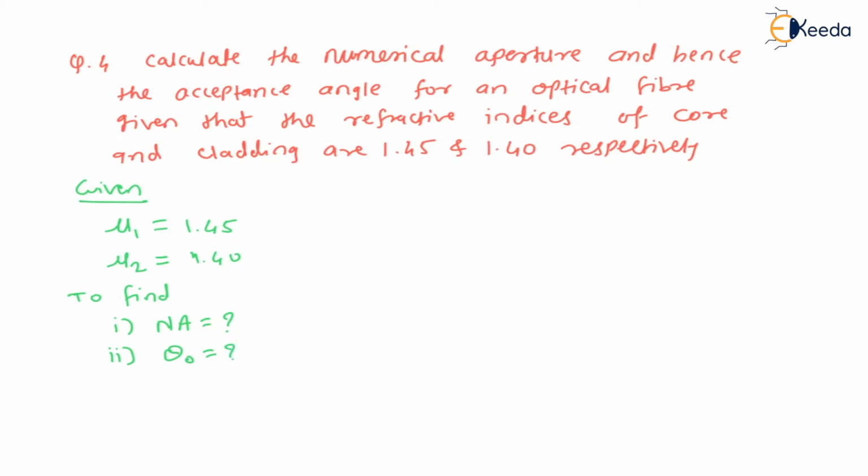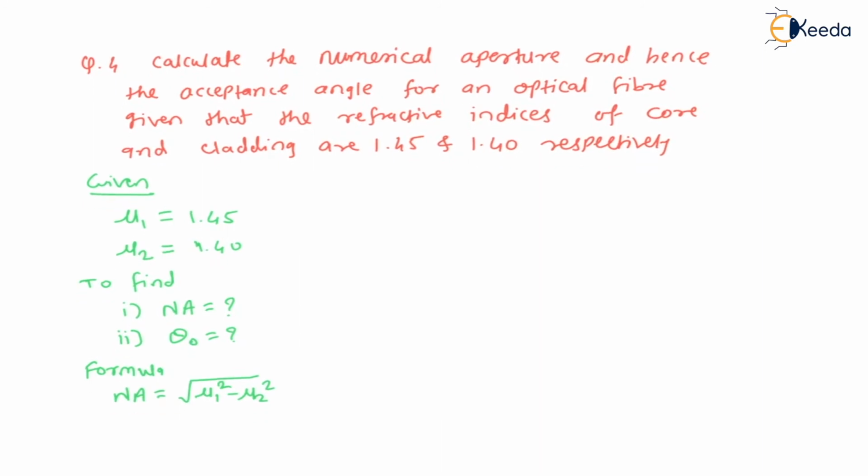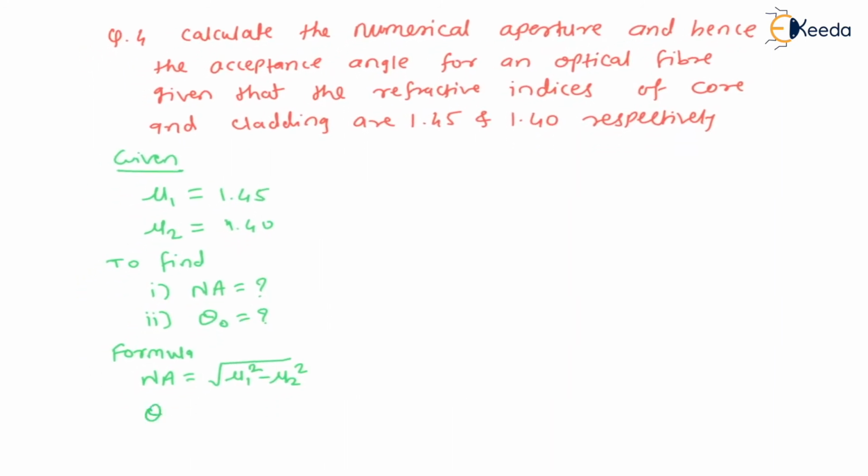Again, see, we know the formulas for both of the unknown quantities. So here, the formula for NA, what will it be? Under root of mu1 square minus mu2 square. So this is the formula for numerical aperture. And second, we know the formula for acceptance angle, that is theta naught. Here we will find out the numerical aperture, so for acceptance angle, we'll use the formula as sine inverse of numerical aperture. So that will be easy for us to find the solutions.